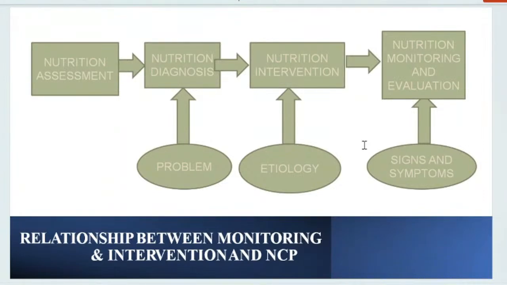Okay, and then when you have written your nutritional problem, which is the first label of the nutrition diagnosis, the etiology or the root cause is the one that you are going to plan the intervention for. That is the one you want to have solutions for. So always remember that you are planning intervention to suit the etiology. And then the signs and symptoms are what you are going to monitor and evaluate. So your signs and symptoms should be something measurable, something that you can compare the initial assessment to the outcome.